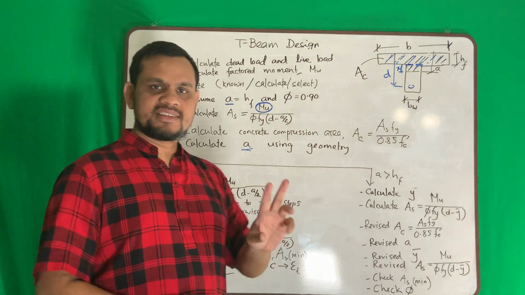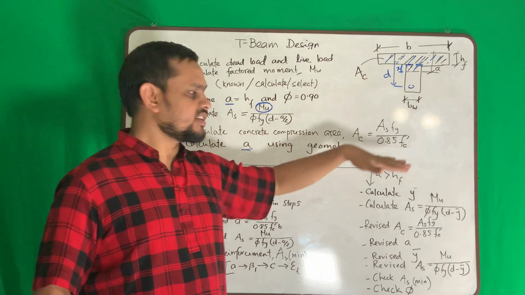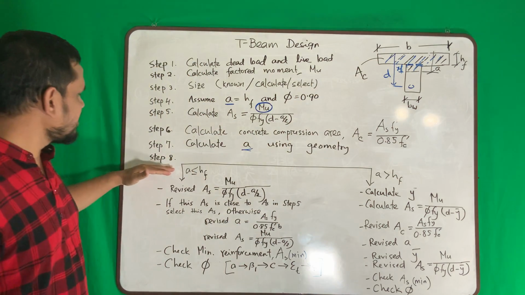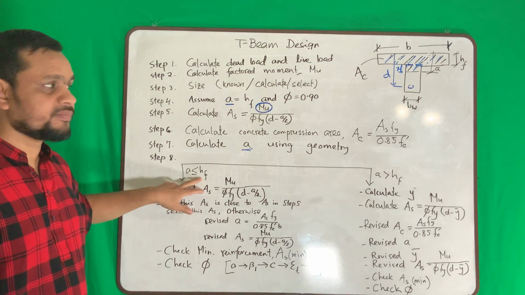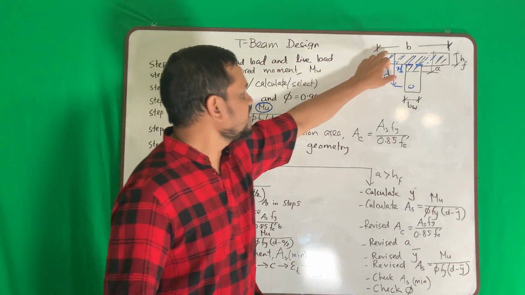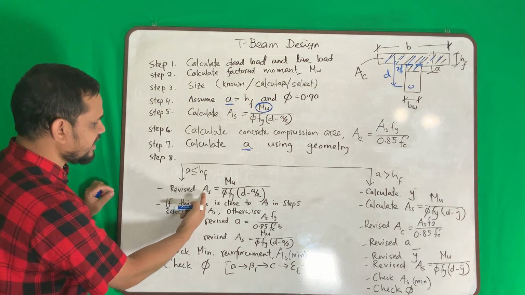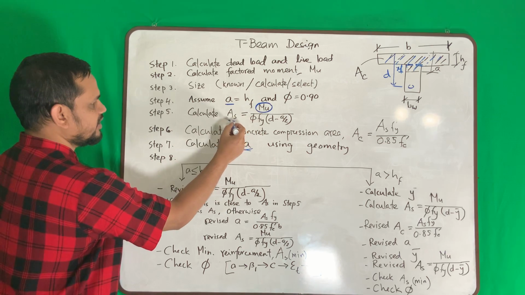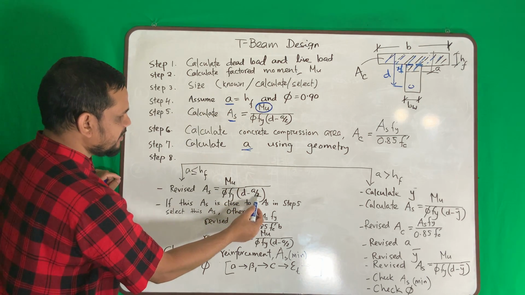So two cases may be possible. One is within the flange, one is outside the flange. So it is in step number 8. If A is equal or less than A shape, that means A is within the flange. What we will do? We will revise our A's. Whatever A's we got here, we'll revise it: A's = Mu / (phi fy (d - a/2)).